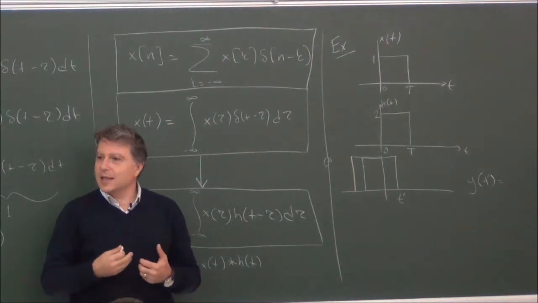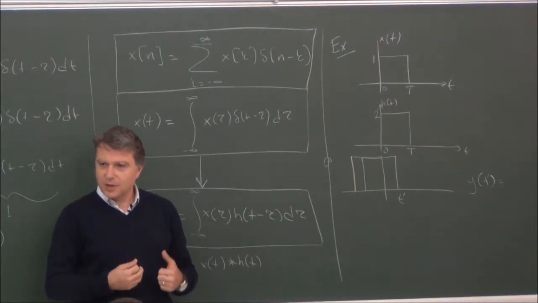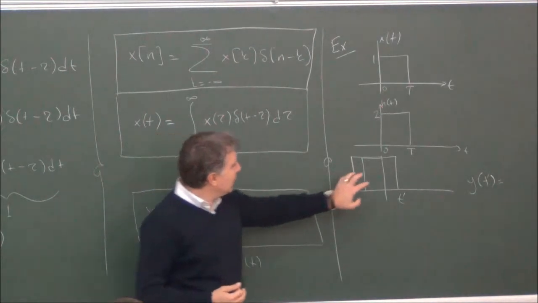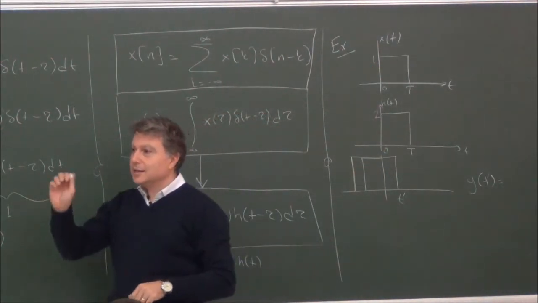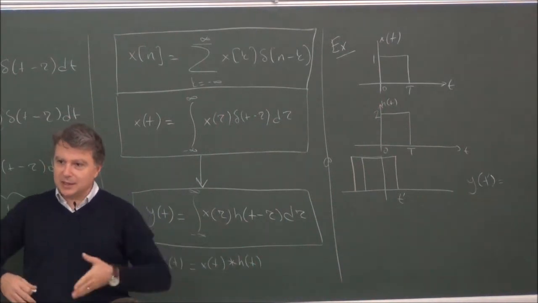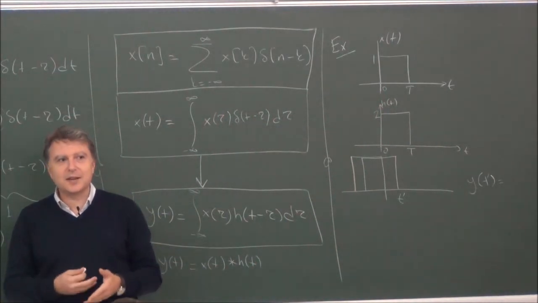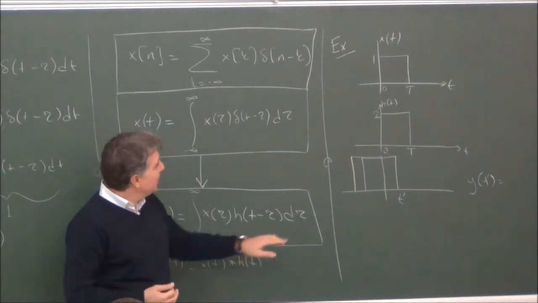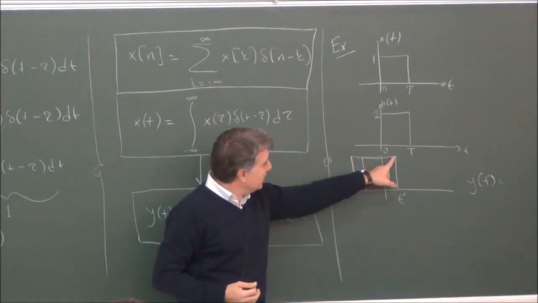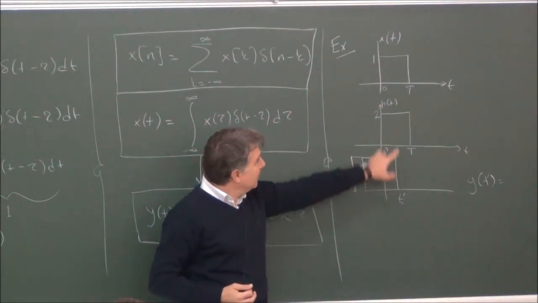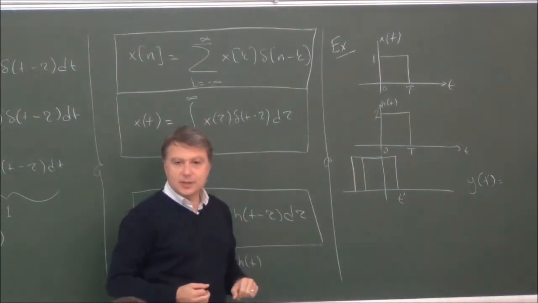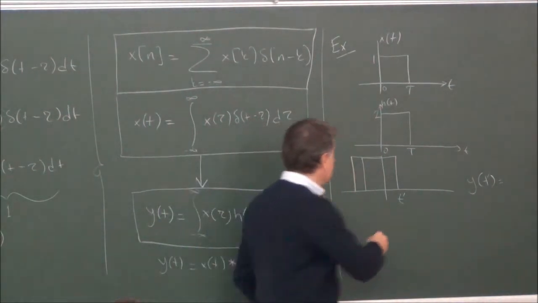You find it in exactly the same way that we did for discrete time systems. You have to multiply this and this. And then, this time not a summation, but integration. We need to find the area under the multiplication. That's what we need to do. So let's multiply this shifted shape with the input x of t. What is the multiplication?